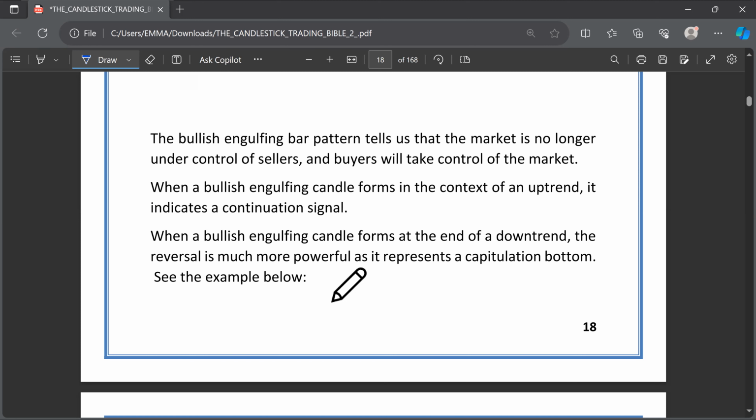Now, when a bullish engulfing candle forms in the context of an uptrend, it indicates a continuation signal. A continuation signal. Now, when a bullish engulfing candle forms at the end of a downtrend, the reversal is much more powerful, as it represents a capitulation bottom. I'm going to explain this. We have already looked at the bearish one, so I'm not going to confuse that or talk about it again. I'm going to continue with the bullish one.